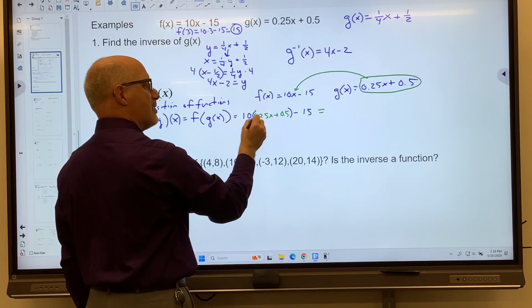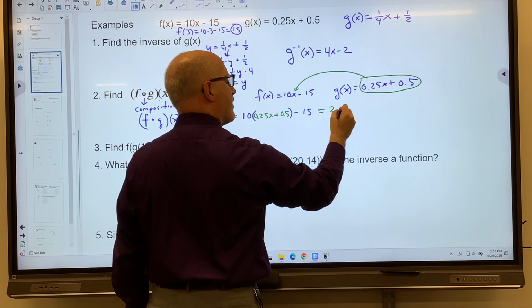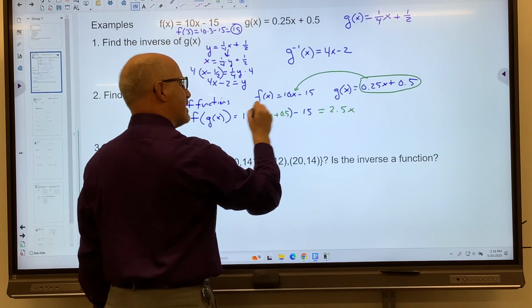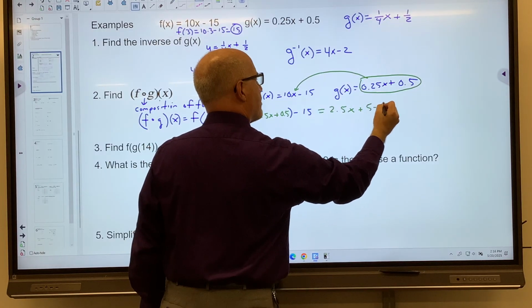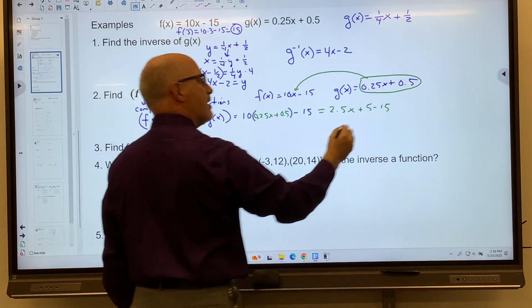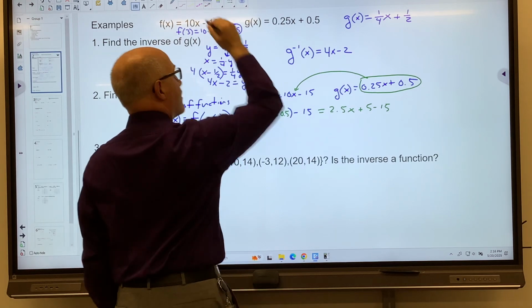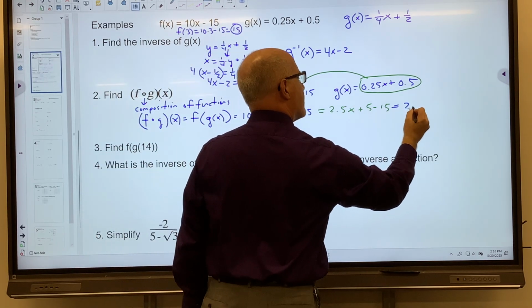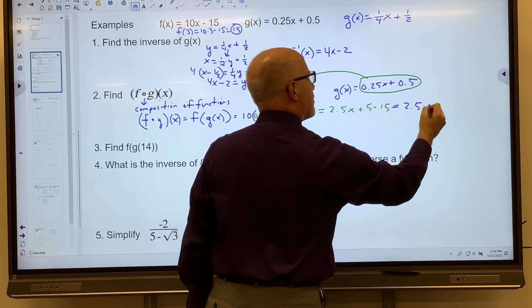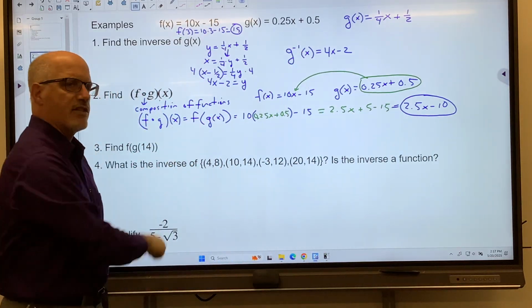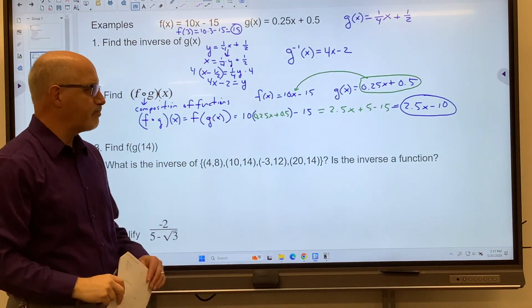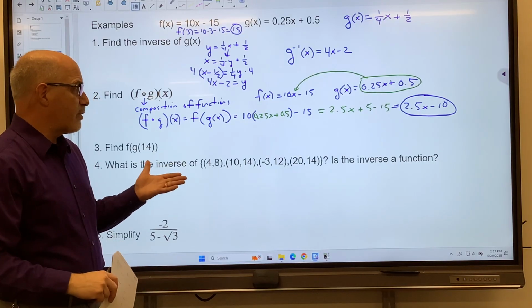And now I do my multiplication. 10 times 0.25 is 2.5x. 10 times 0.5 is equal to 5. And then minus the 15 at the end here. And then simplify it for my final answer of 2.5x minus 10. That's what the composition of f and g gives to me. So that's review of functions.